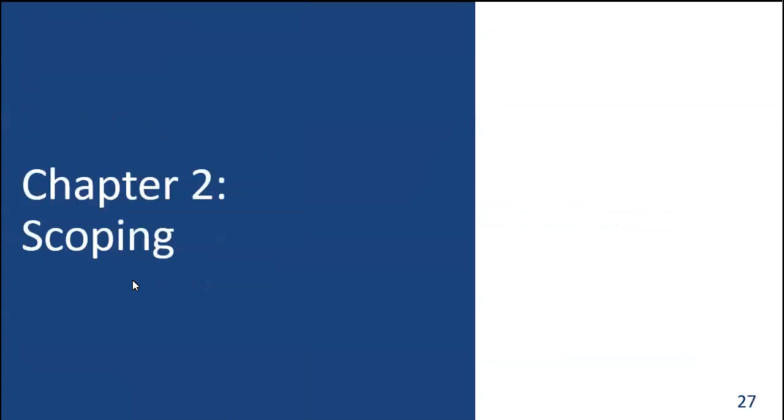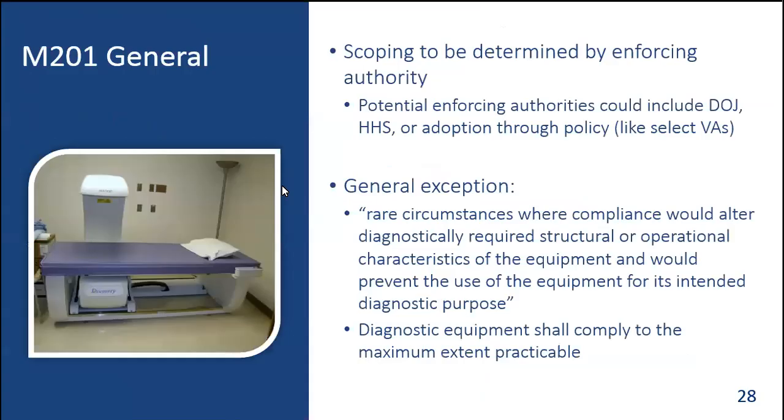Now we're going to move on to Chapter 2, Scoping. M201 states that scoping is to be determined by the enforcing authority. As mentioned previously, potential enforcing authorities could include the Department of Justice, the Department of Health and Human Services, or adoption through policy like some Veterans Administration hospitals have done. Currently, the Department of Justice and HHS have not adopted the MDE standards.